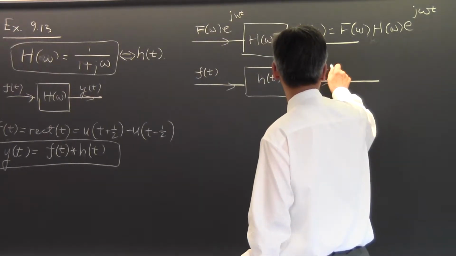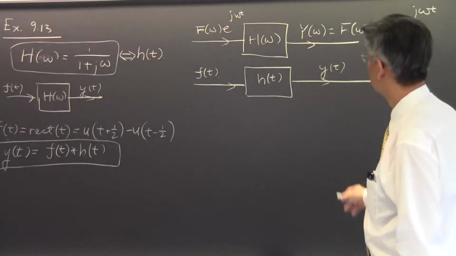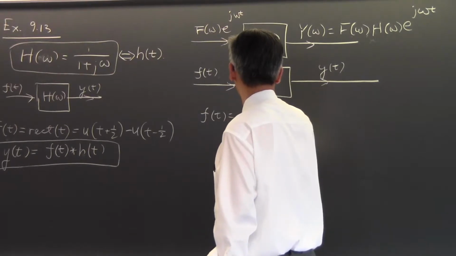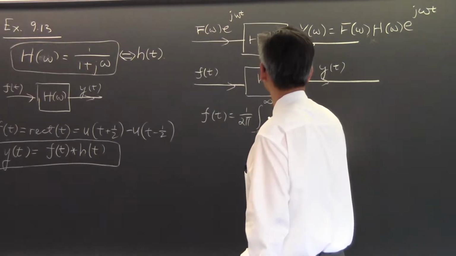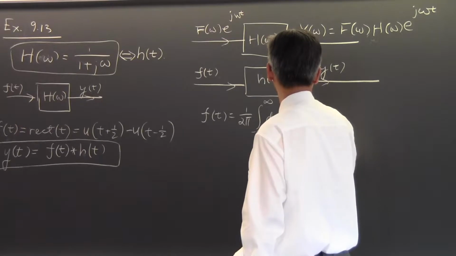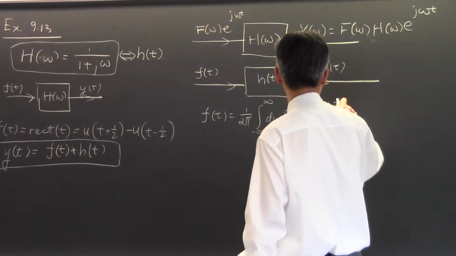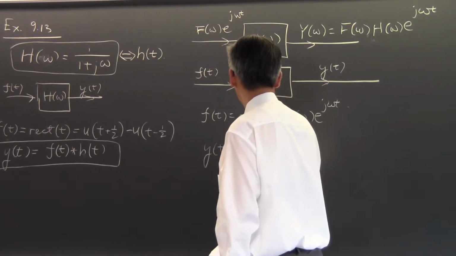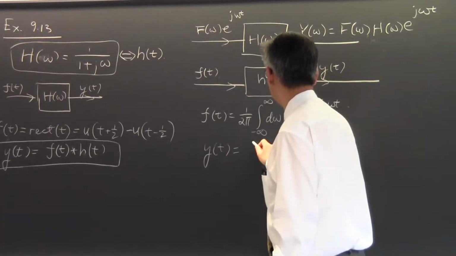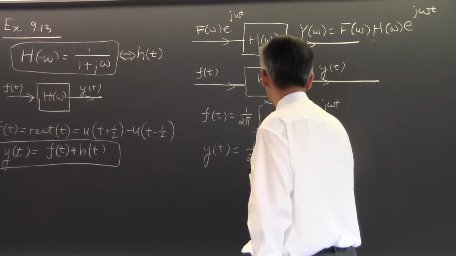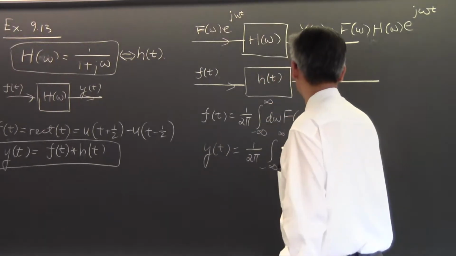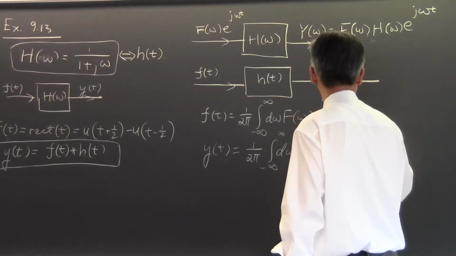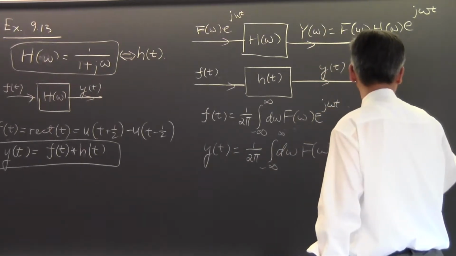And if you Fourier transform this, you get the time domain version of this. But f of t is just 1 over 2 pi, integral from minus infinity to infinity d omega f of omega e to the j omega t. Y of t is equal to the Fourier transform of this thing, the integral d omega f of omega h of omega times e to the j omega t.